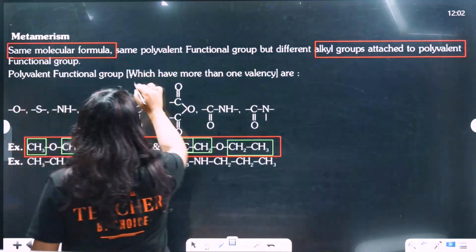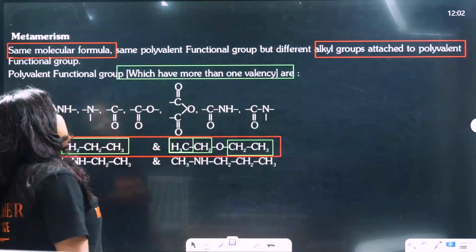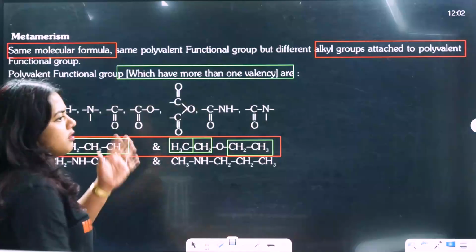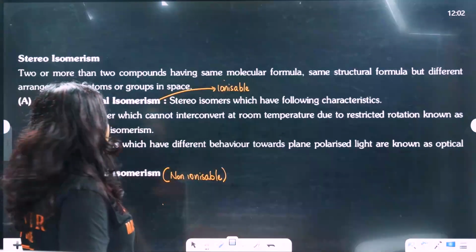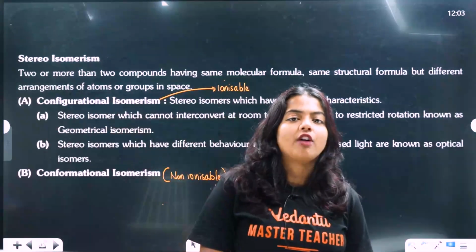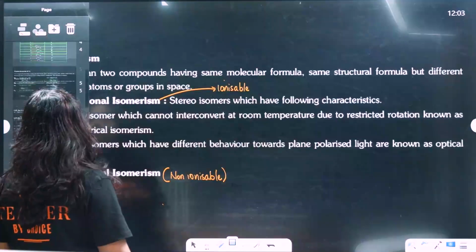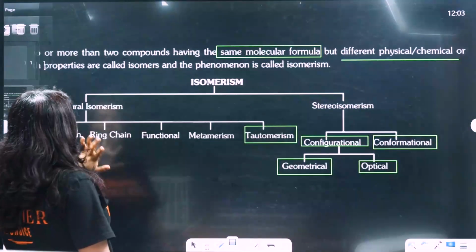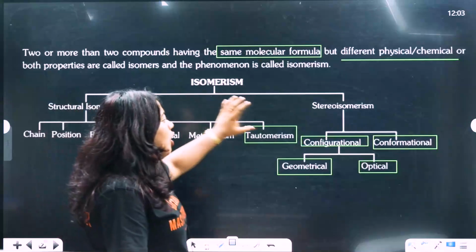What is a polyvalent functional group? One which has more than one valency. That is CO, C double bond O, and oxy; these are examples. Now we are going to look into stereoisomerism. We were discussing isomerism, and we discussed structural isomerism. Till this point we have discussed, my dear students, tautomerism.